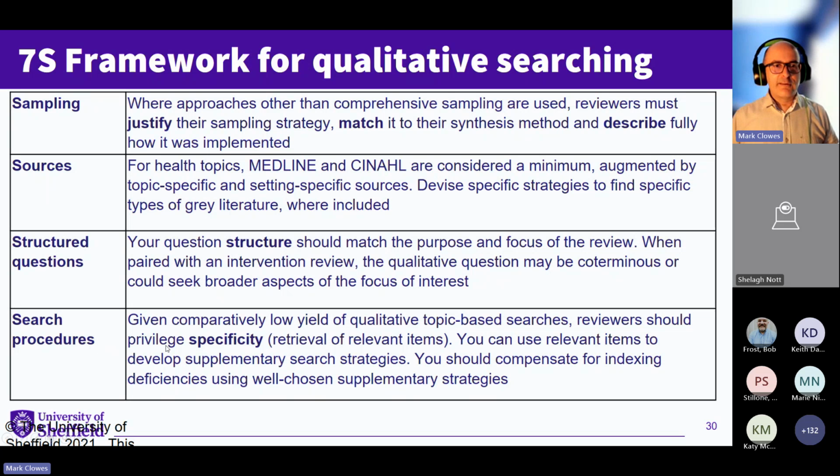You need to think about your search procedures. And I think there's some debate here about specificity and sensitivity. A high specificity search certainly won't find everything, but if you're going to have several iterations, then it may be necessary for each iteration to be specific. If you're going for the big bang approach, then probably you're going to prioritize sensitivity.